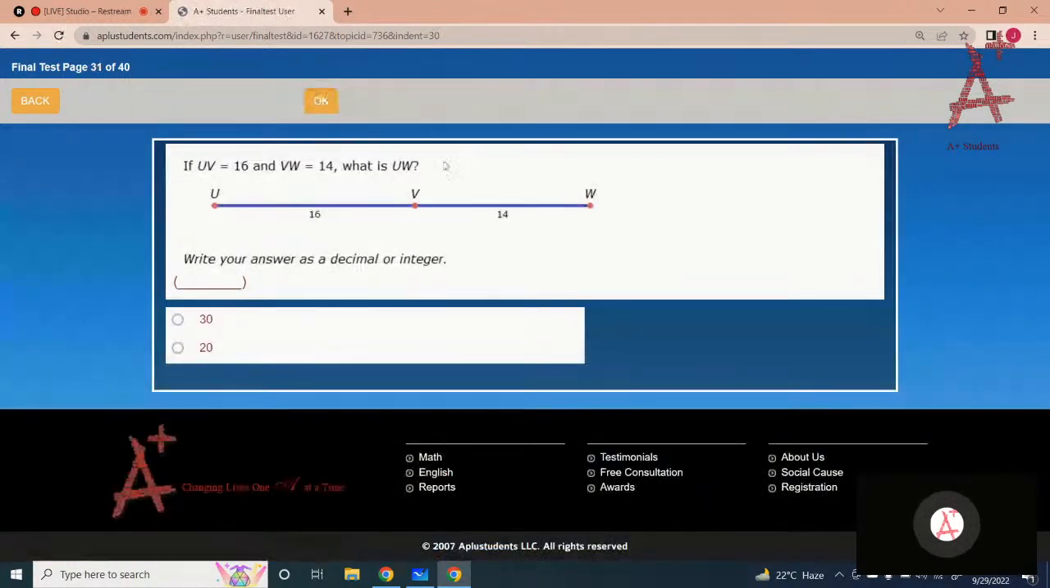Okay, the next one is, if UV is 16 and VW is 14, what is UW? So UW is the sum of UV and VW. Got it? So add 16 and 14. So 16 plus 14 is 30. So the correct option is 30. Got it? Select the correct option and click on the OK button.